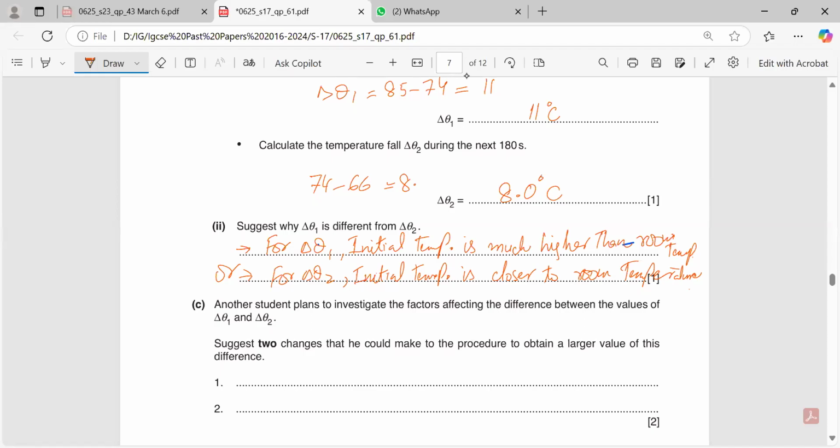Another student plans to investigate the factors affecting the difference between the values of delta theta 1 and delta theta 2. Suggest two changes that he could make to the procedure to obtain a larger value for this difference. Right now the difference is only 3 degrees Celsius. What should he do to increase this difference? So 2 marks: he should measure it for longer time intervals. Like right now he measured it for 180 seconds. So then the difference of the temperature will be more.